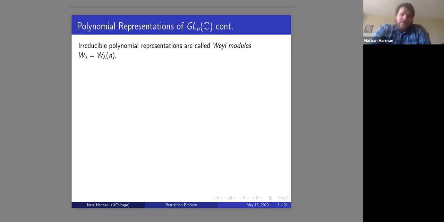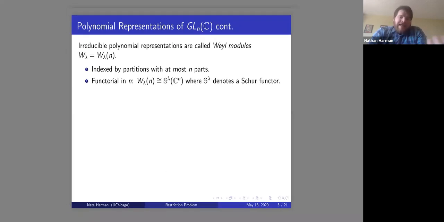Okay, so the irreducible ones are called Weyl modules. I'll denote them W lambda, or W lambda of n if I want to keep track of the n. What are these? Well, these are maybe the familiar representations. I know I'm talking to an algebraic-combinatorics crowd, so these are really what everyone probably thinks of when they think of representations of GLN. So they're indexed by partitions with at most n parts.